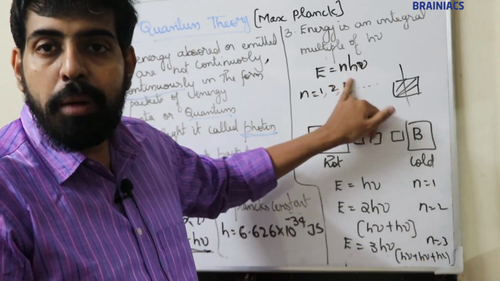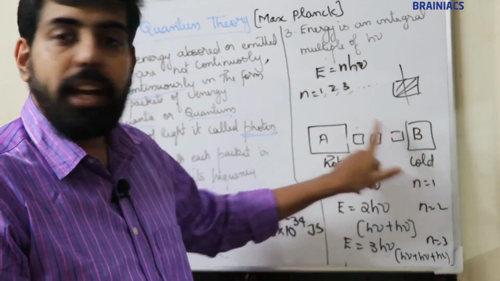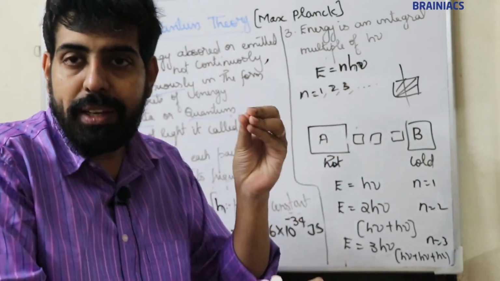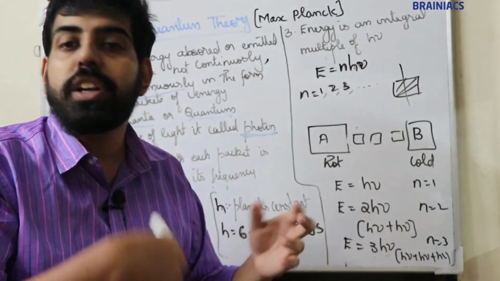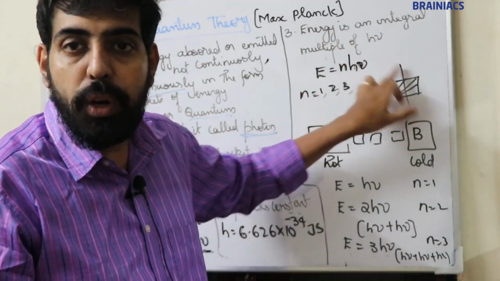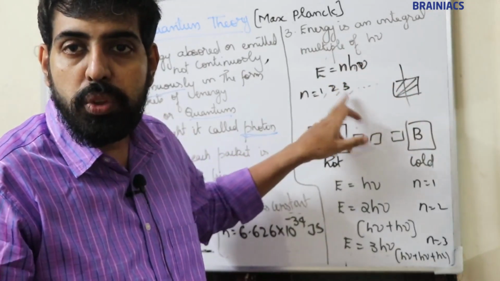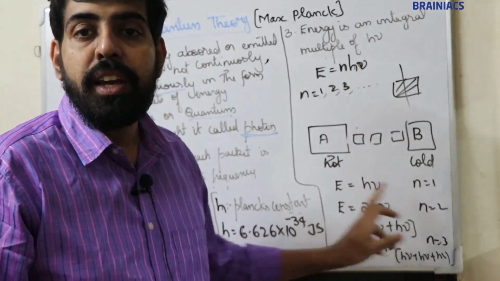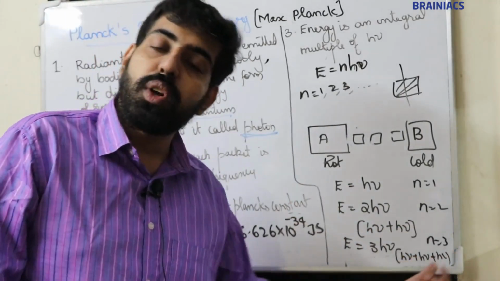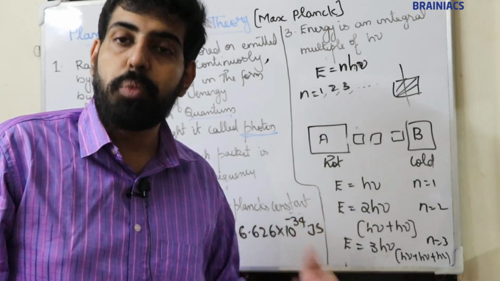Okay, whole number value, one packet, two packets, three packets, whole packets are absorbed or emitted. No half packet. We cannot cleave the packet. So energy is an integral multiple of h nu. E is equal to n h nu. N can have value 1, 2, 3, 4. If n value is 1, one packet. N value 2, 2 h nu, that is h nu plus h nu, two packets. N value is equal to 3, 3 h nu, h nu plus h nu plus h nu.